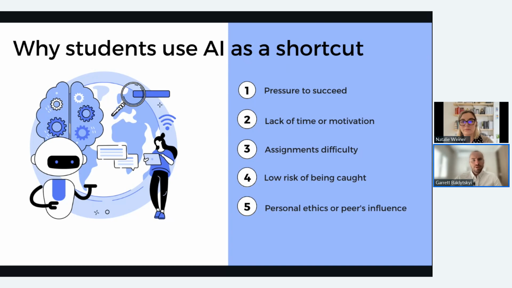For example, if a student sees another student who uses these shortcuts and gets higher grades and is not being caught, this student can say, why shouldn't I do the same?